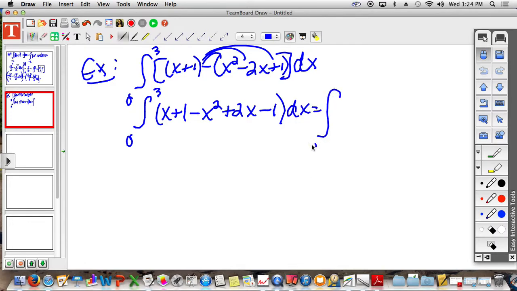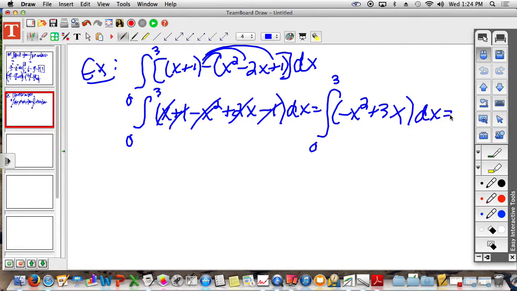So it's the integral from 0 to 3 of what? Negative x squared. So I got rid of that. Now I can add together my 2x and my 1x, giving me 3x. There's a 1 and a minus 1. The 1's cancel. You need your dx, and now you integrate it. What's the integral of negative x squared? Negative x cubed over 3.